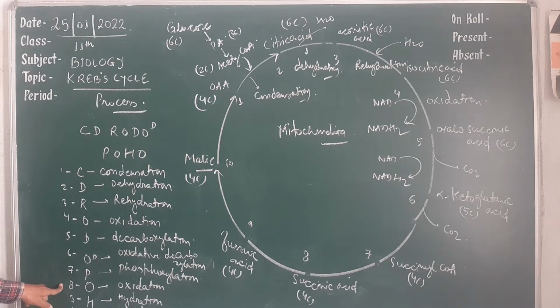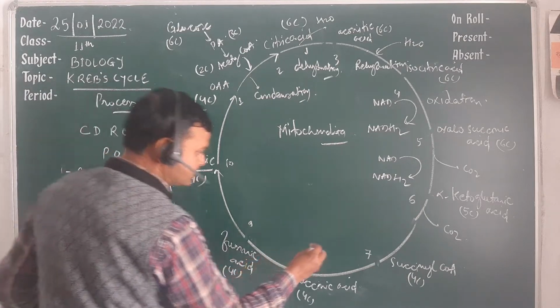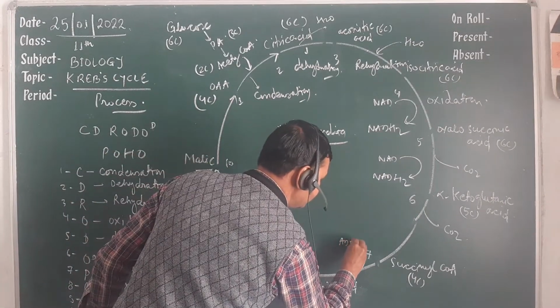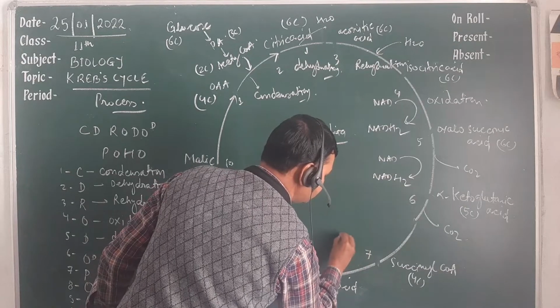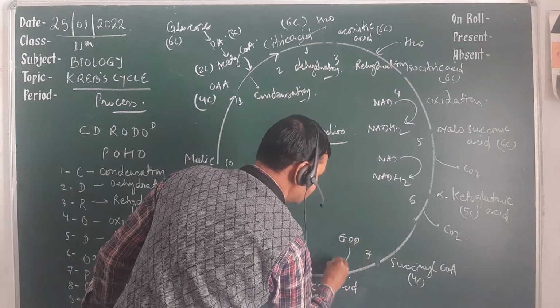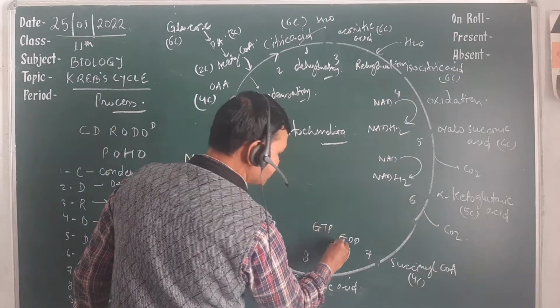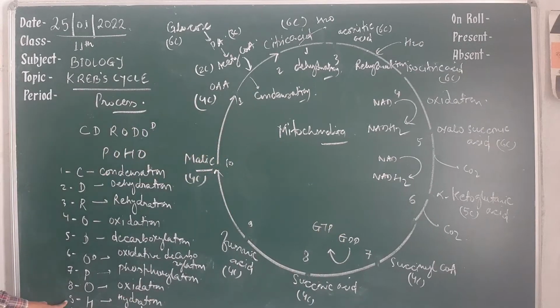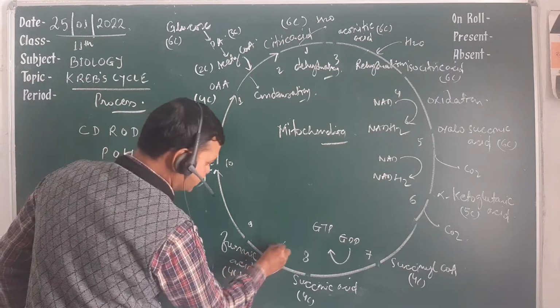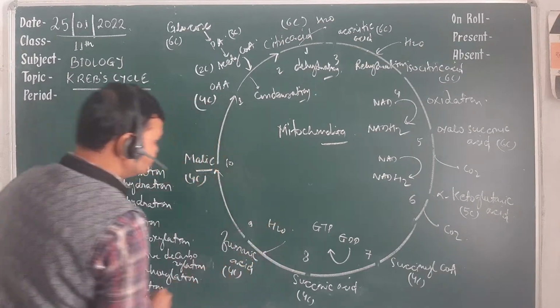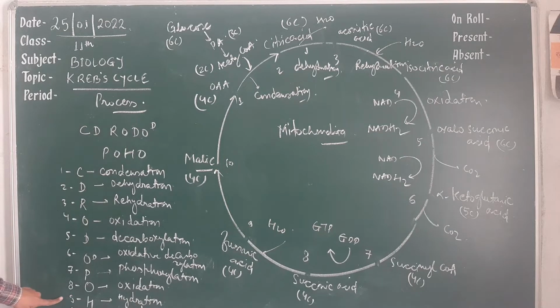Phosphorylation. Phosphorylation means what? Seventh step, phosphorylation. Addition of phosphate, meaning from ADP, but it is actually GDP. Diphosphate, one more phosphate is added. It will become GTP. This is phosphorylation. What happens in the ninth step? Hydration. Hydration means addition of water. So water enters here, H2O. What happens in the tenth step?